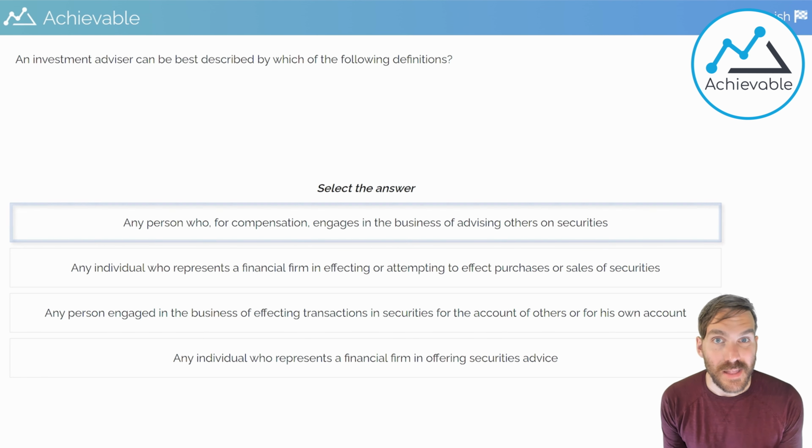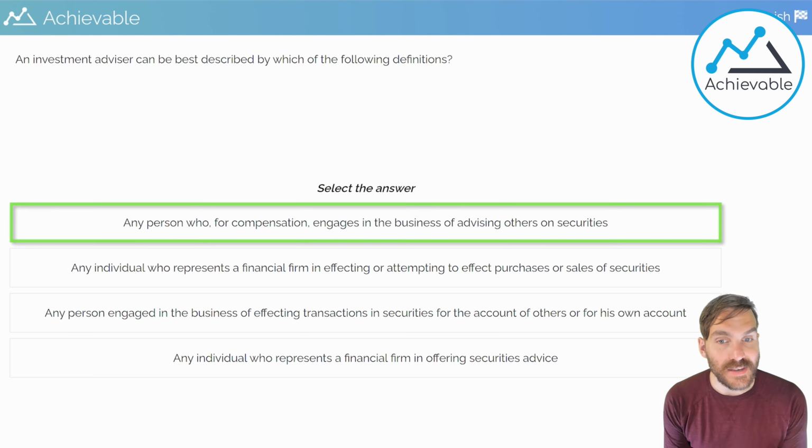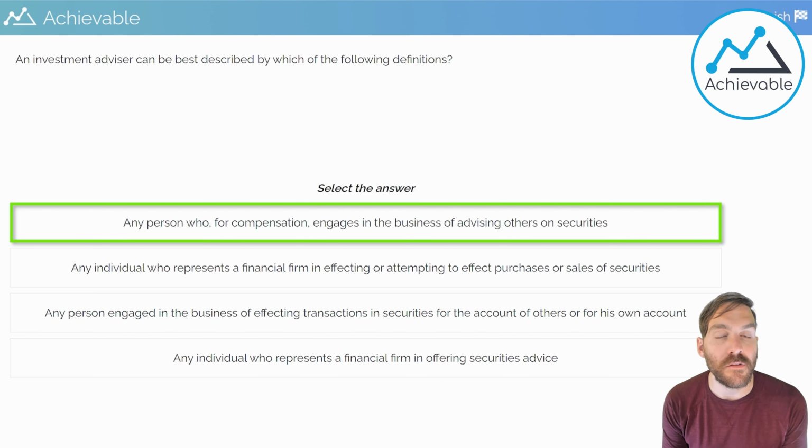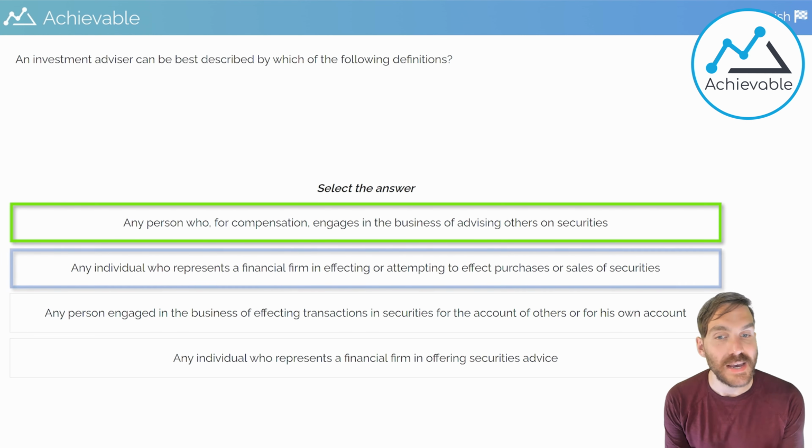That certainly sounds like that's our investment advisor there. The first answer is likely our best answer here, but as I always say, go through all four answers and make sure that you have a good enough reason to be able to eliminate the other three that are up here. Okay, let's go to the second one.